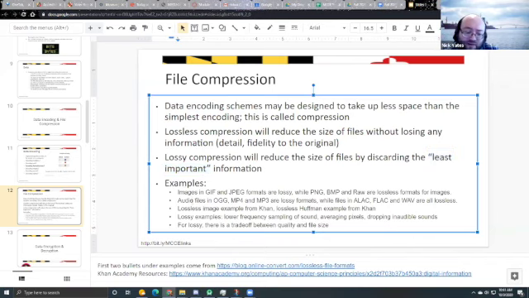And I put a couple examples here. I'm not going to read these out to you, but some common algorithms like for images, these two are lossy, but here are some algorithms for images that are lossless. And similarly for sound and other examples here.